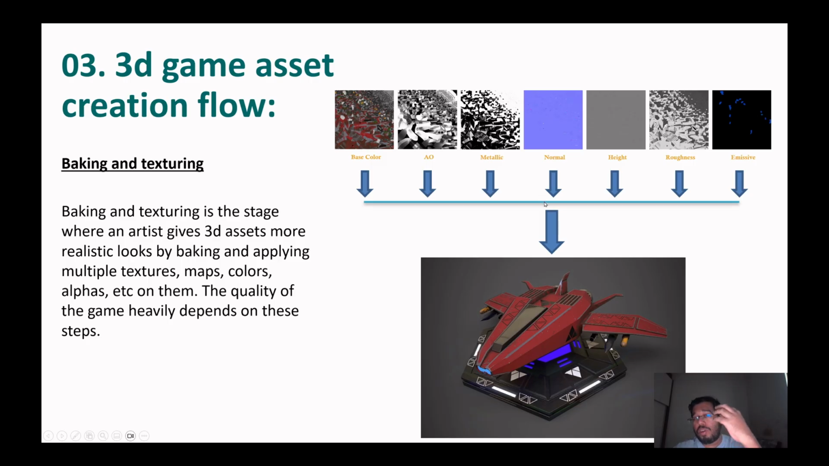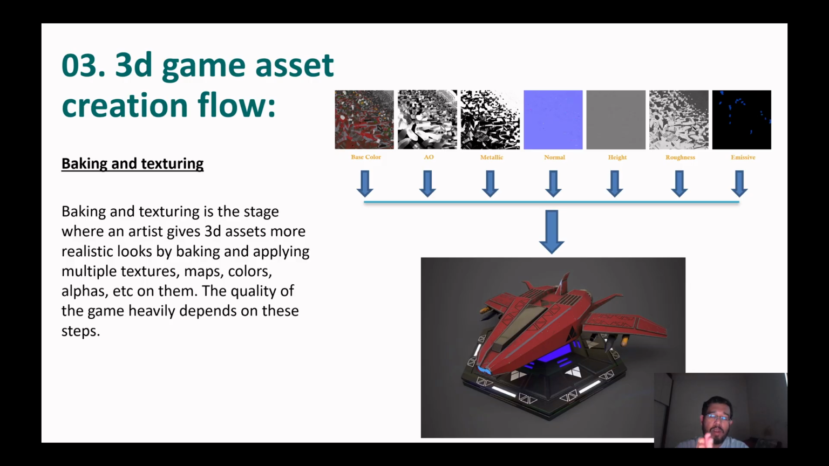whether your object has a metal property or not. Then normal map, then height map, then roughness map, and then emissive map. And all the maps are actually combined to make the complete PBR map and come up with the final 3D asset. So these seven maps are combined, and they are for different purposes.